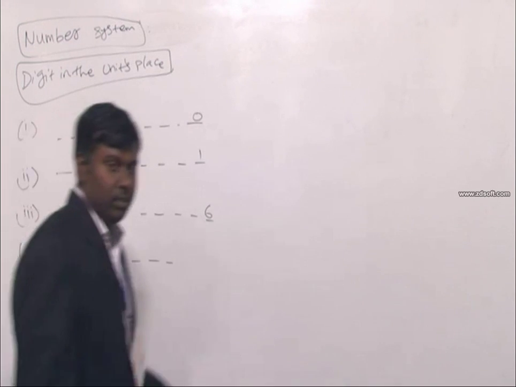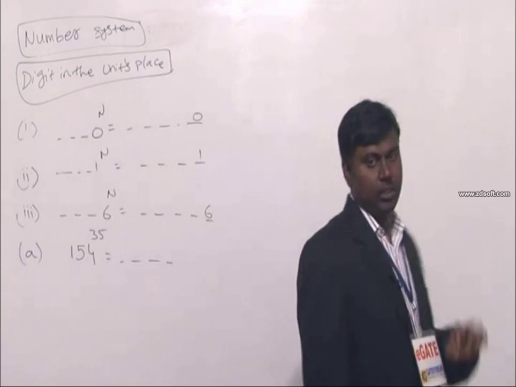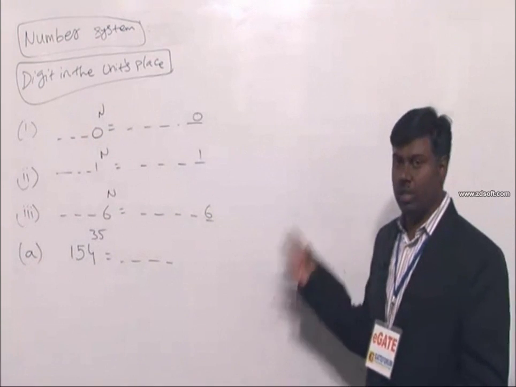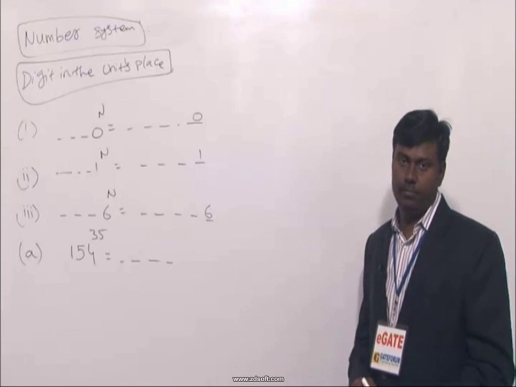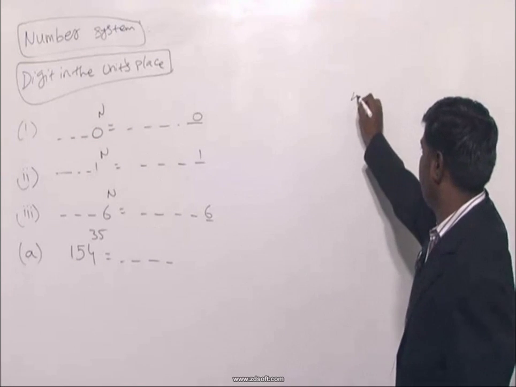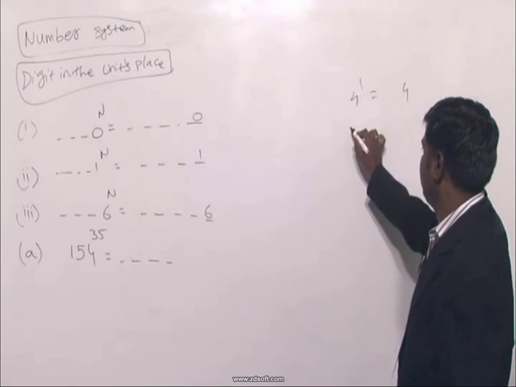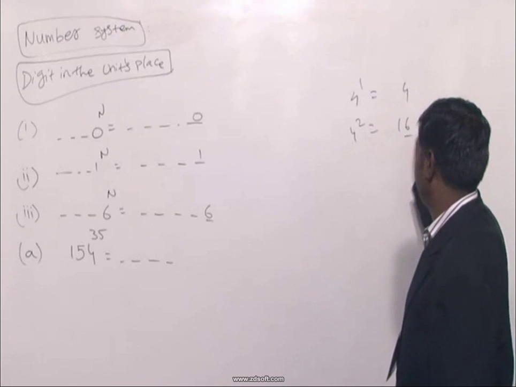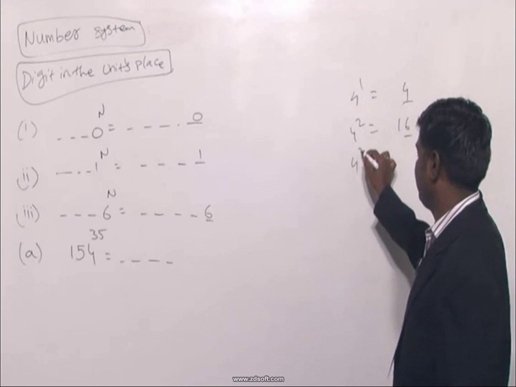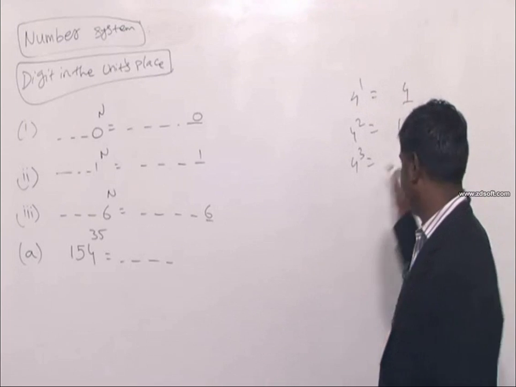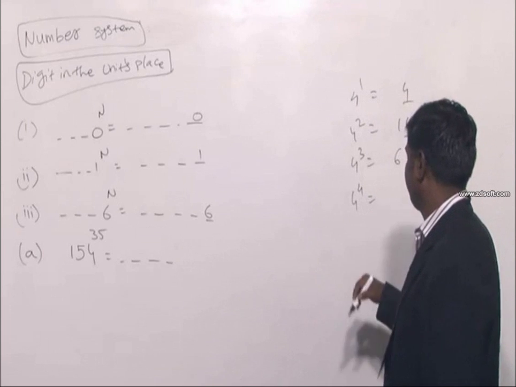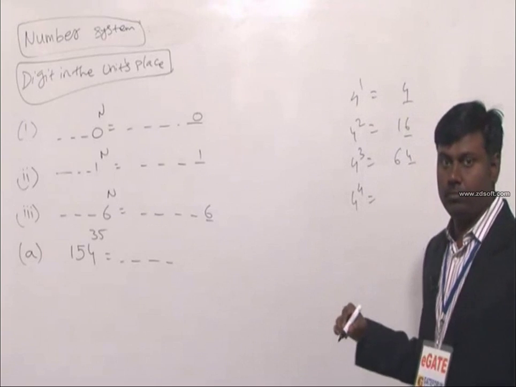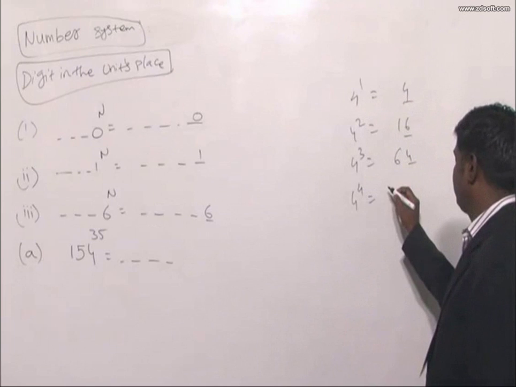So one thing is common, it just depends on the last digit. If you want to know the last digit, it just depends on the last digit of the number which is raised to the power. So 4 power 1 is 4, 4 power 2 is 16, last digit 6. 4 power 3 is 64, 4 power 4 is 64 into 4, that is 16 into 16.